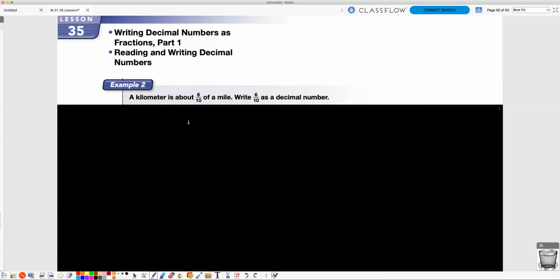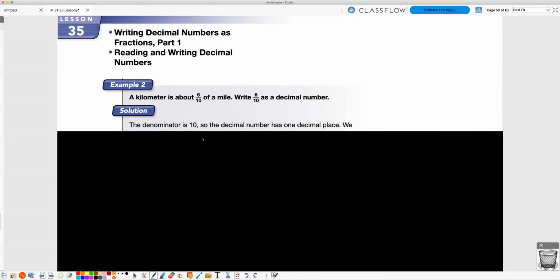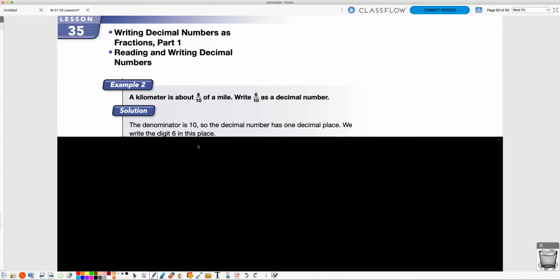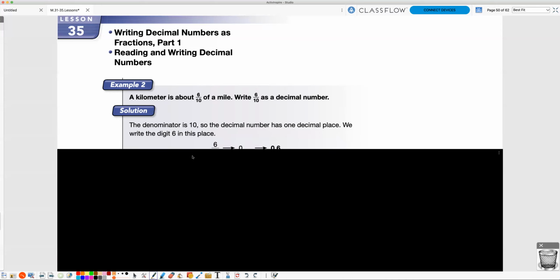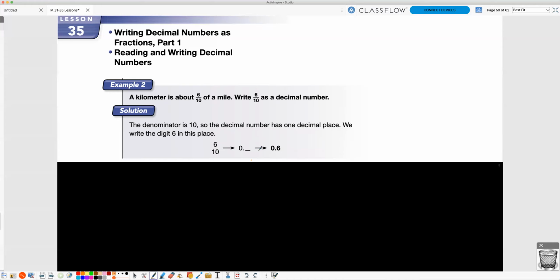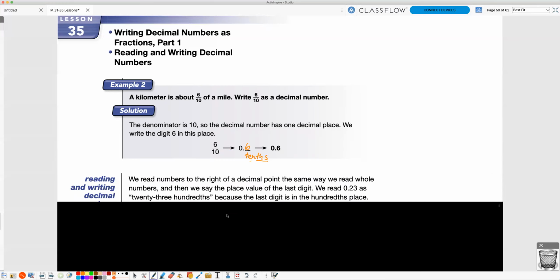Let's look at example 2. A kilometer is about 6/10ths of a mile. Write 6/10ths as a decimal number. So the denominator being 10, the decimal number has to have one decimal place. We would write this 6 digit in this place right here. So 6/10ths just means that the 6 has to be in the tenths place. Tenths with the TH. Not the tens place, but the tenths place.